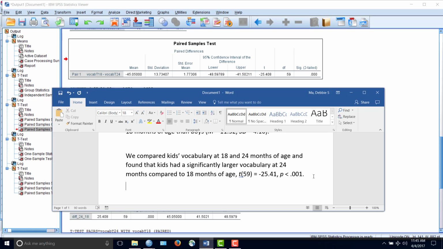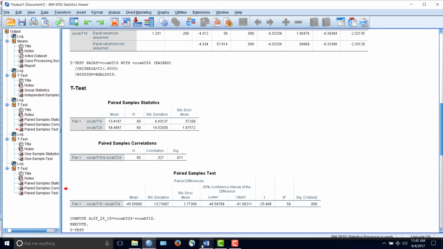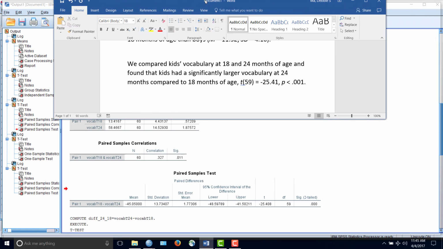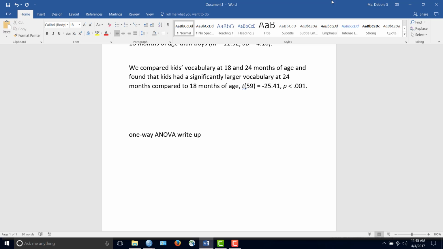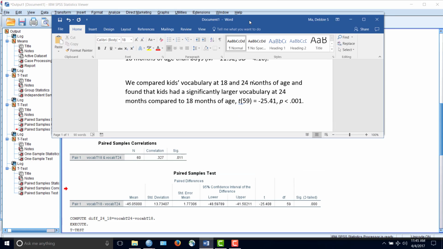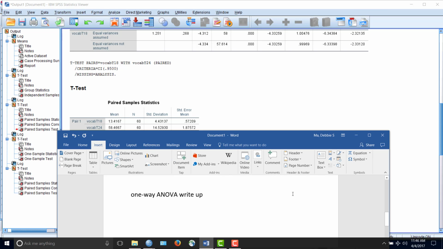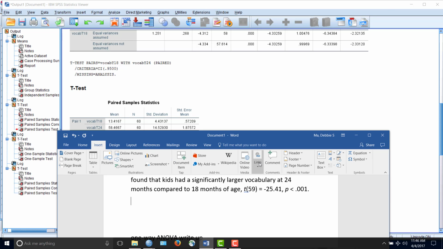And then we need to say what those means are. Okay, so go up here so that I can see those means as I type them up. Whereas at 18 months old, let's think about how I want to do this.